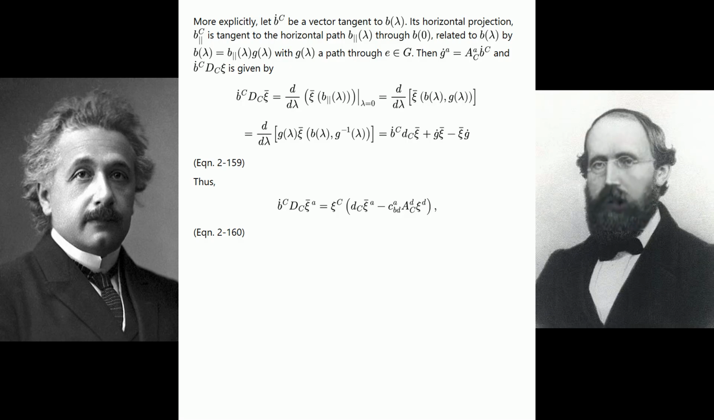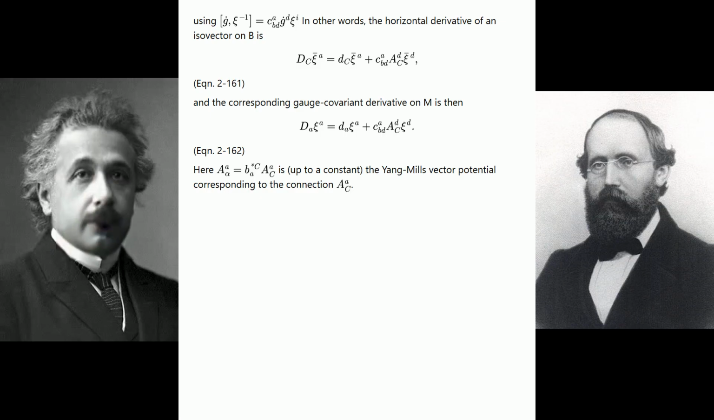Thus, see equation 2-160. Using ġ Π⁻¹ equals C_BD^A ġ^B Π^D. In other words, the horizontal derivative of an isovector on B is, see equation 2-161. And the corresponding gauge covariant derivative on M is then, see equation 2-162. Here A_α^A equals b_*^C A_C^A, which is, up to a constant, the Yang-Mills vector potential corresponding to the connection A_C^A.